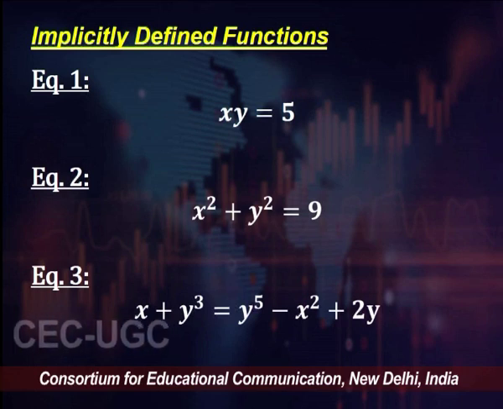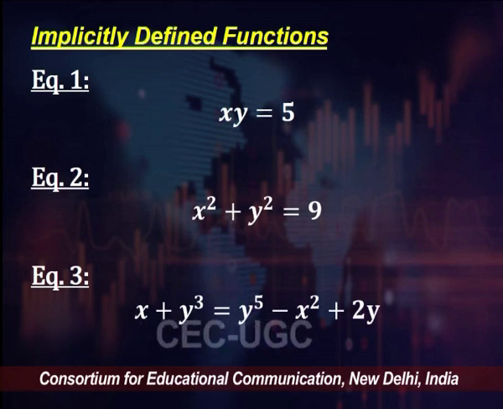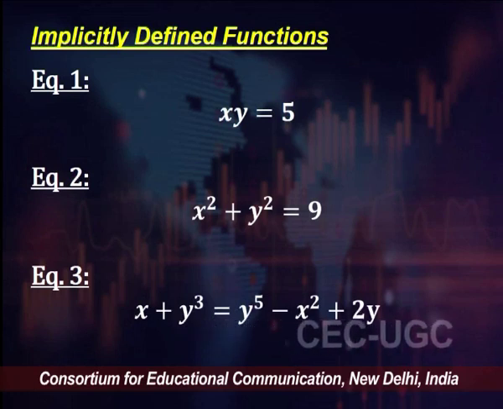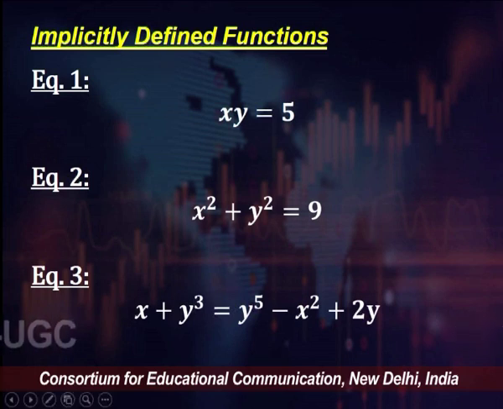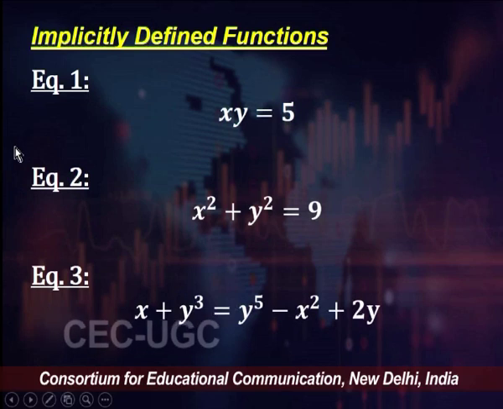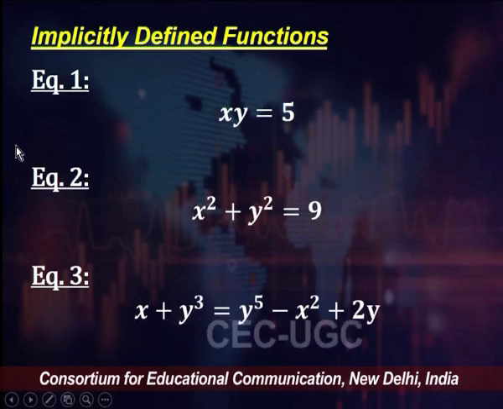Now let's just pause for a moment and understand what we mean by implicit. If we look at the English meaning, the word implicit means not expressed in a direct way. And that is exactly what is happening here. There is a functional relationship.